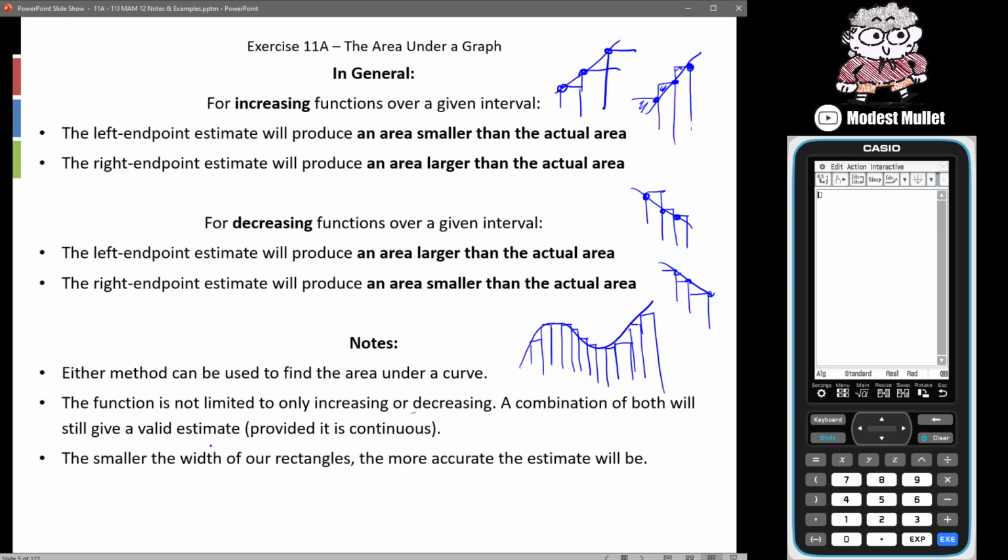And the smaller we make our rectangles, the more accurate the estimate will be, because if I halve that rectangle, I've now picked up this area. Same here, if I halve this rectangle here, I've picked up this area, and I'm getting a more accurate result.